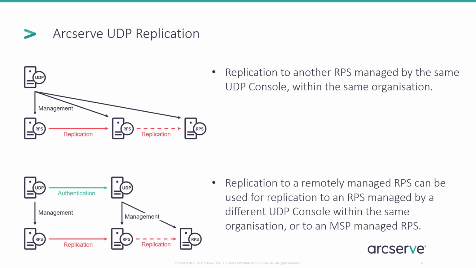When we go to do replication to a remotely managed RPS, on the source we have a UDP console that's managing the local RPS, and then we have our remote UDP server. So the UDP servers will authenticate with each other, and then the replication will happen from the RPS to the RPS directly. And again, you have an optional chain replication if you want to do that. We'll take a look at how we can set up replication when we get to the demo.